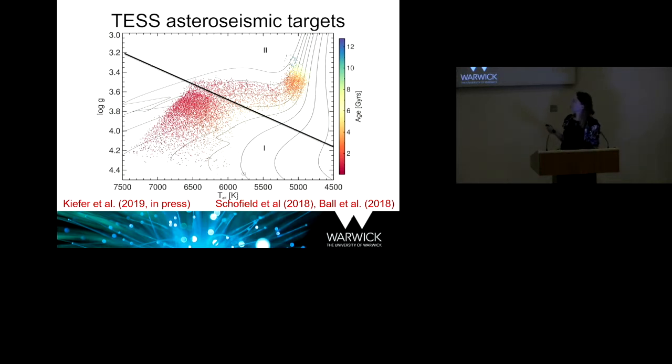So just as an example, we took the TESS Asteroseismic target list, which was put together by Matt Schofield from Birmingham, and Warwick created some synthetic data for this target list. In this plot, we've got the surface gravity as a function of temperature, and the age for this sample, and we put a line through it that is somewhat arbitrary, but the aim of it was to separate it into main sequence stars and subgiants and giants.